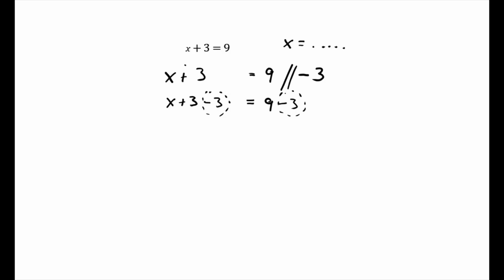And what we see is that +3 and -3 gives 0 again, and we don't need to write that. So we've got x equals 9 minus 3, which gives 6. And we can do the quick check. We've got 6 plus 3, and that gives us 9, which we had up here. So we know that our result x equals 6 is correct.